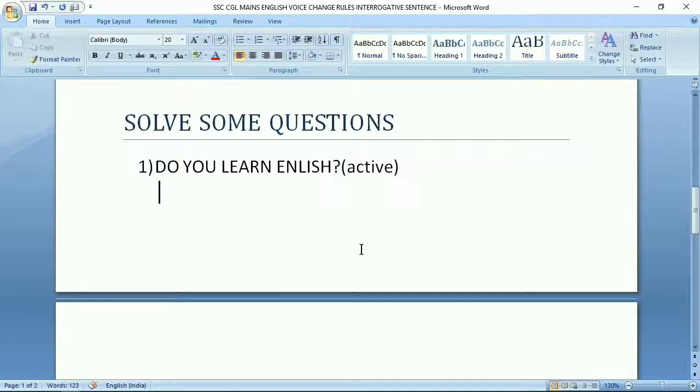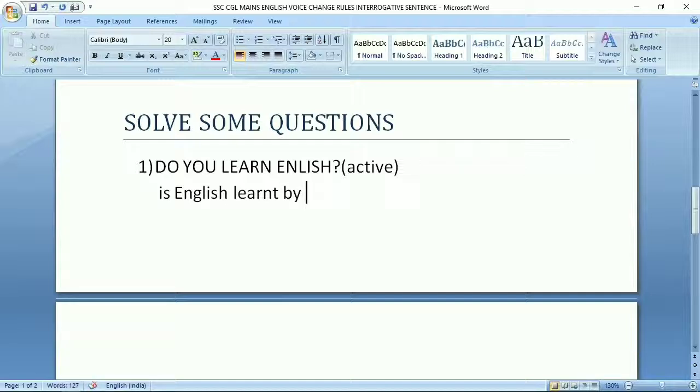In the present tense we begin the passive form with is, are, or am, whichever is applicable. Here the object is English, which is singular, so we should begin with is. After is we write the object, English: is English. After the object we write the past participle form of the main verb. The main verb in the active form is learn, and its past participle is learnt or learned.